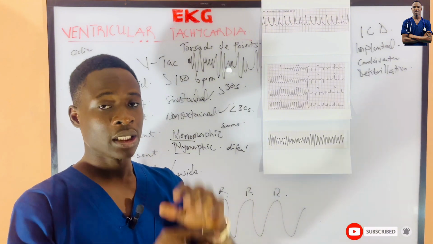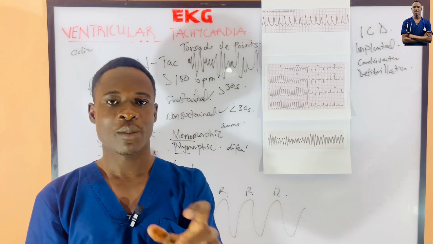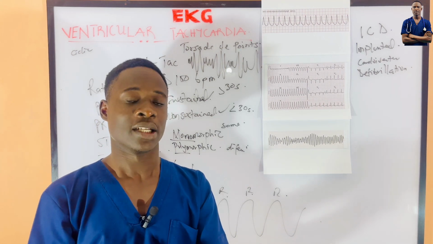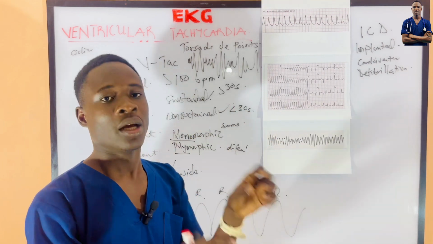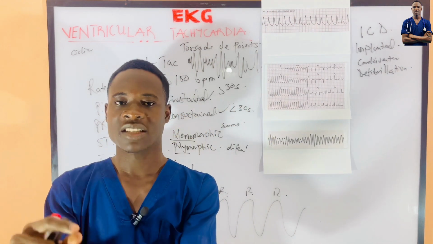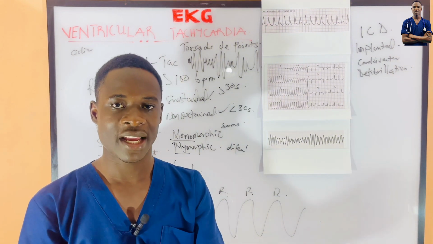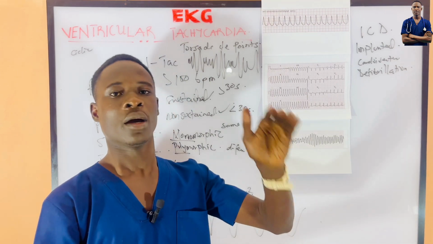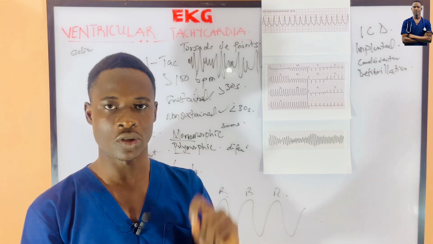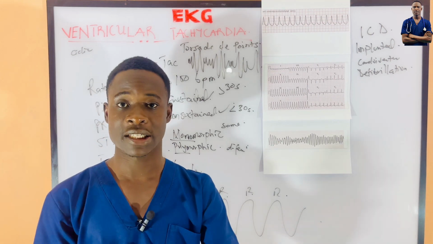Let's do a very quick recap. Ventricular tachycardia is the abnormal generation of electrical impulses in the ventricles. Do you understand? This gives rise to an increase in the heartbeat, which is more than 100 beats per minute. And it can be classified as monomorphic or polymorphic, or classified as sustained and non-sustained. The sustained is more than 30 seconds and the non-sustained is less than 30 seconds.